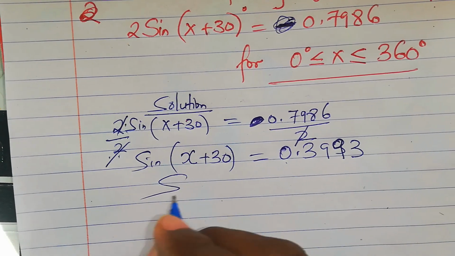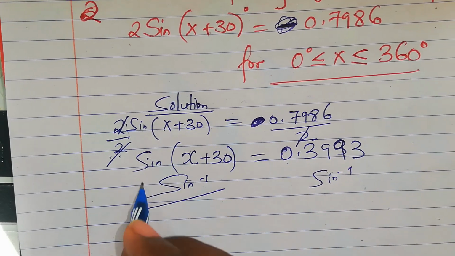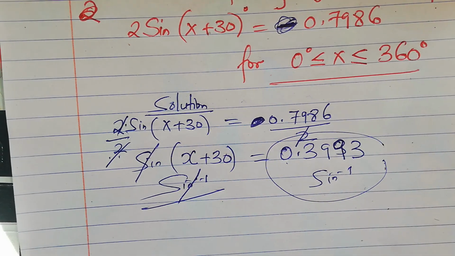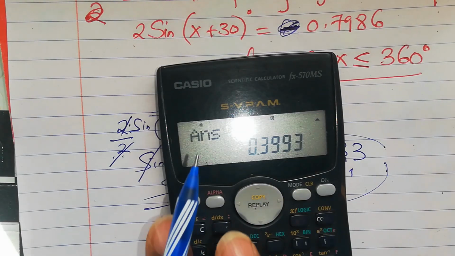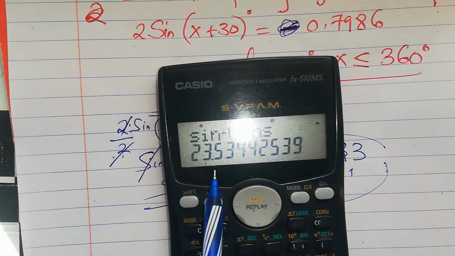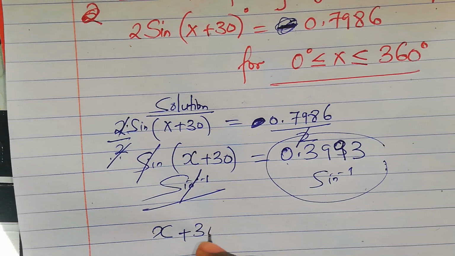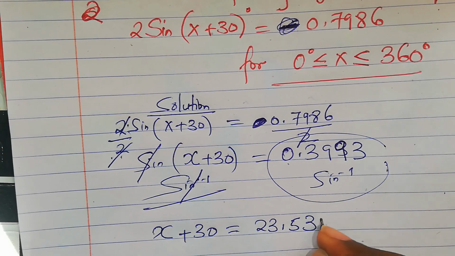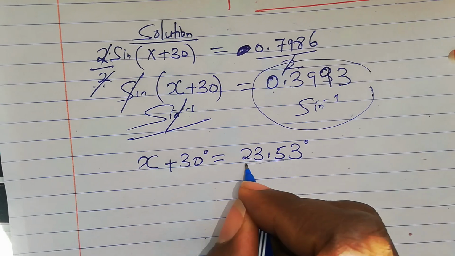The second thing is sine inverse on both sides. So sine inverse will cancel with this, but this you have to calculate using a calculator. So we have our answer as 0.3993 shift sine. So what we get? 23.53 to 2 decimal places. So x plus 30 is equal to 23.53 degrees. At this point, you will assume that this is the first angle before you solve it.